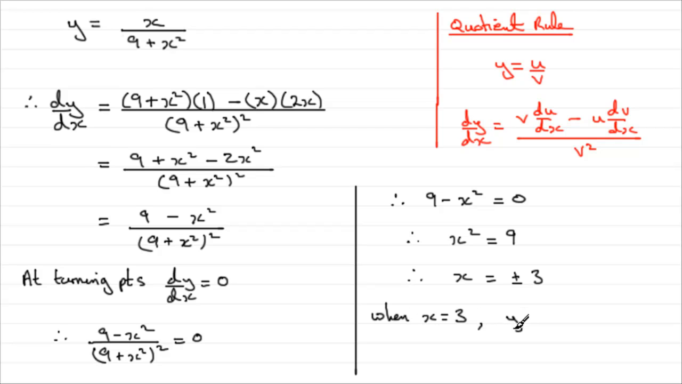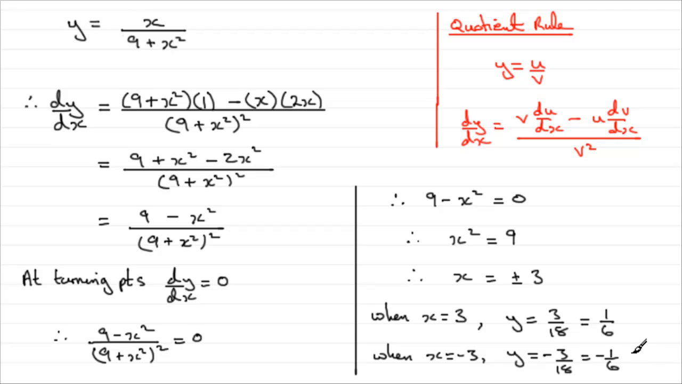So when x equals 3, what do we have for y? Well, we're going to have 3 over 9 plus 3 squared. Well, 3 squared here is 9. 9 and 9 is 18, so we have 3 over 18, but that cancels down to 1/6. Don't forget we've got to do exactly the same for when x equals minus 3. And what have we got then when x is minus 3? Well, we've got minus 3 on the top, and we've got simply 9 here. 9 plus 9 is 18, so we get minus 3 over 18, or basically minus 1/6.